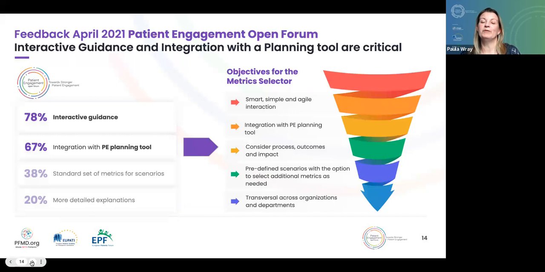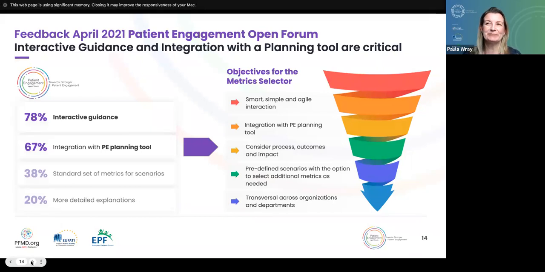It was also felt to be really important that this is not another initiative, that it really is embedded with the patient engagement planning tool, the quality criteria that have been so well developed through Patient-Focused Medicines Development. And some of the other preferred things were having standard sets of metrics for different scenarios and more detailed explanations. I think we're going to get to those points, but we're not quite there yet.